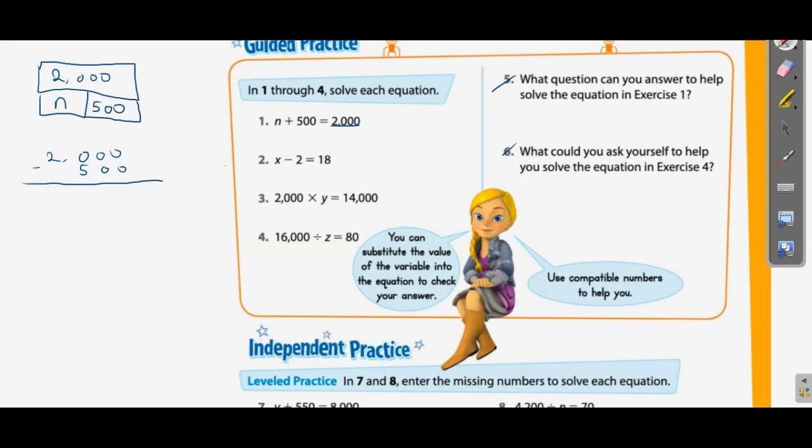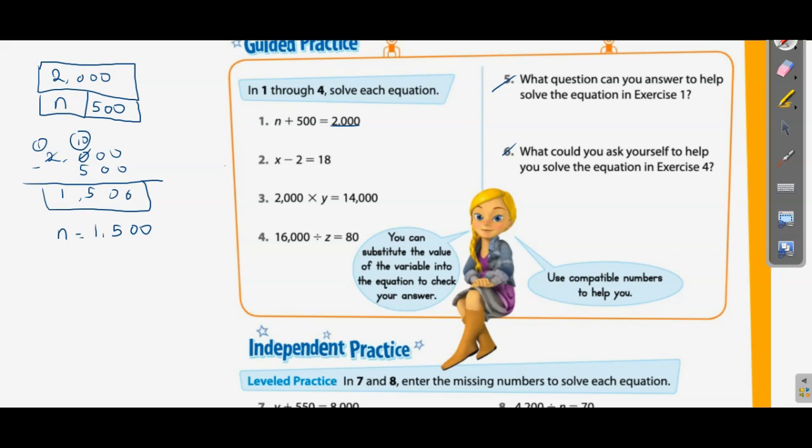So there it is. Gotta borrow, regroup. So there it is. So for number 1, n equals 1500.